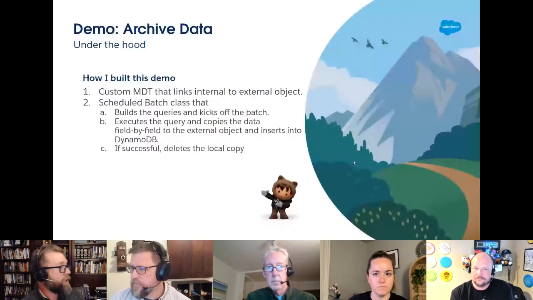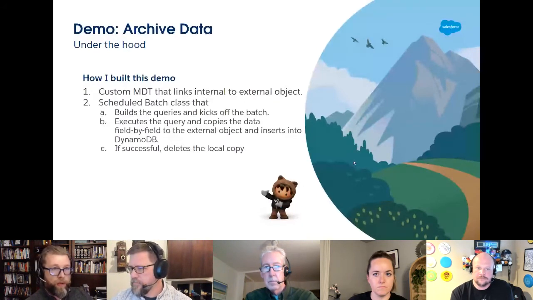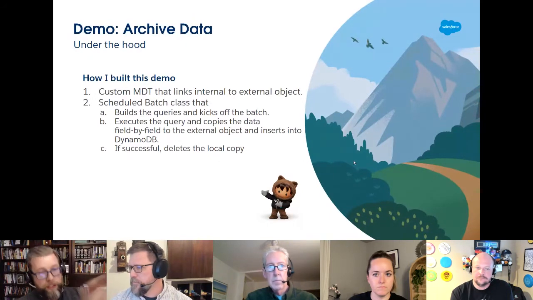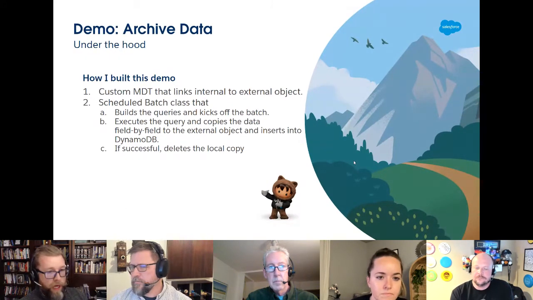All right. Yeah, so just real quick review. Custom metadata is what I use to determine which internal object gets archived to which external object. And then that schedulable batch class. So number one, build the query. Number two, in the batch, copy the data field by field from one object to the other. And then the third step was delete the local data if that was all successful.